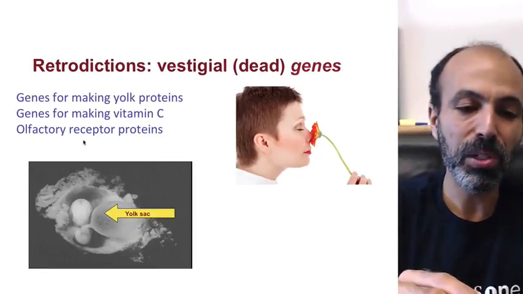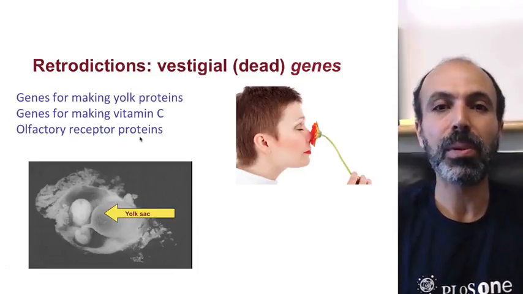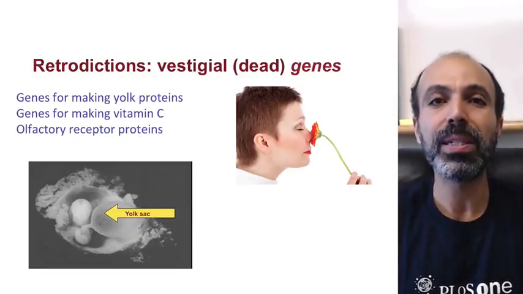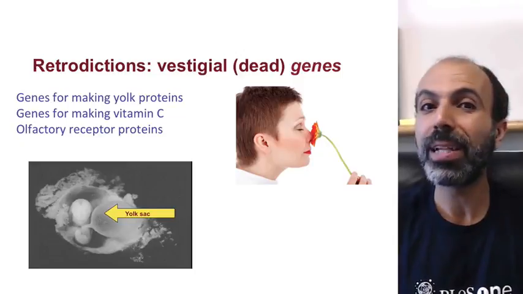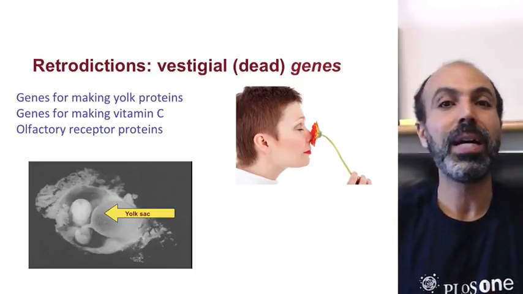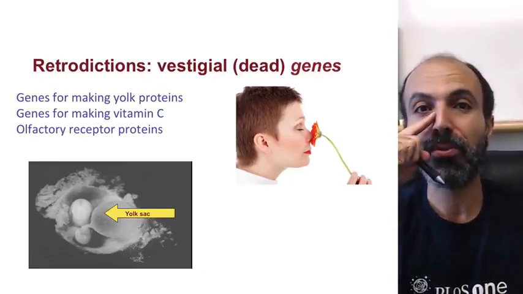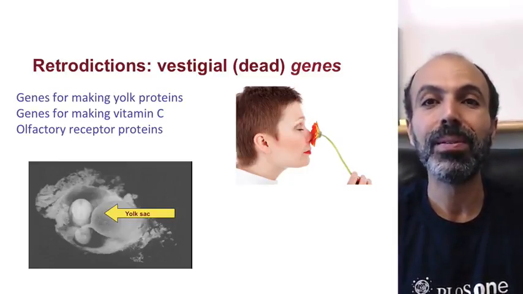The last one I'll mention is olfactory receptor proteins, that we primates are definitely lacking a lot of olfactory proteins that a lot of other mammals have. We can't smell nearly as well as a lot of other mammals. Yet, those proteins, the genes for making them, are still found in our genomes. They just don't work.